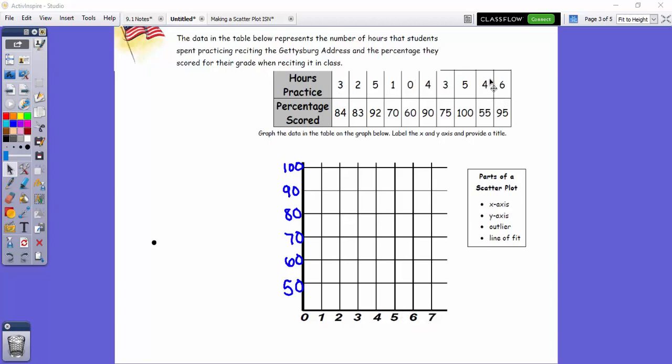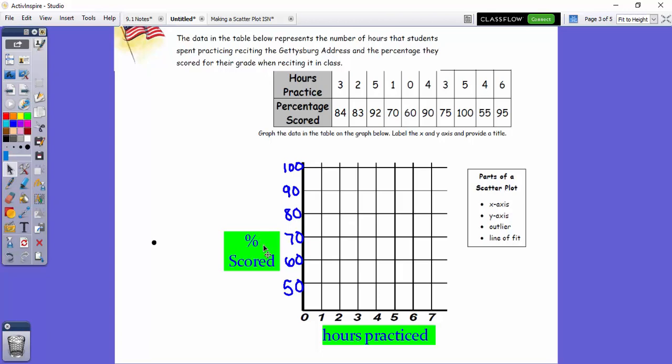If you notice our hours practice, the lowest number is 0 and the highest number is 6. So I had to get all the way from 0 through 6 on here, so I just went by ones and I started at 0. Then for percentage scored, I can see that my lowest score is 55 and the highest score is 100. So I had to get from 55 to 100 on the graph, so I had a break in the graph. At my first line, I started at 50 and then I went up by tens. So I'm going to label the x-axis as the hours practiced. I'm going to label the y-axis as percentage scored.